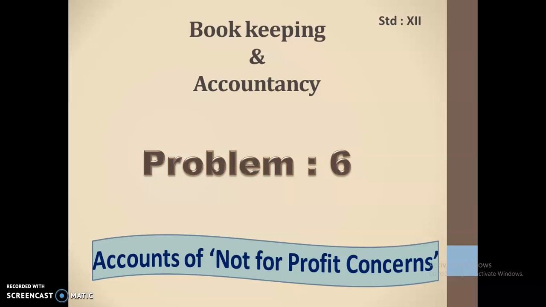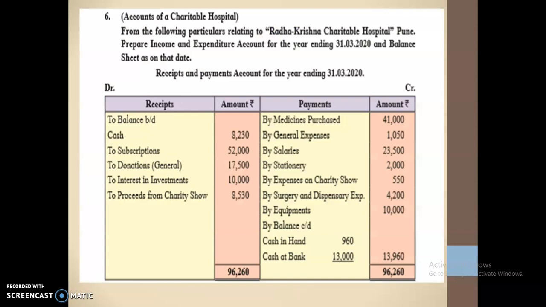Hello students, today we'll solve the sixth problem in our NPO chapter on page 117. Now this is the receipt and payment account which is given. Let's see the postings. The opening cash balance, we need not record it anywhere. We start with the subscription.